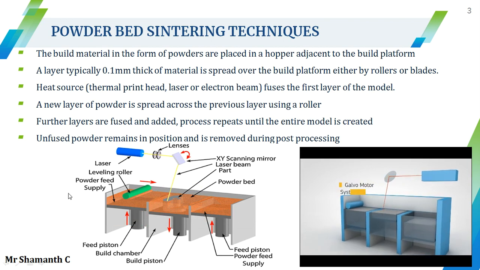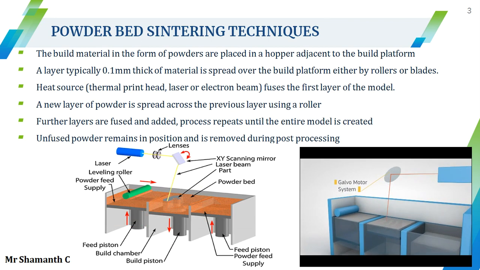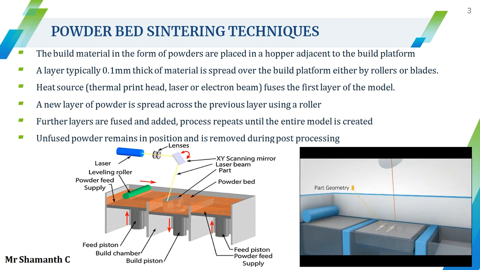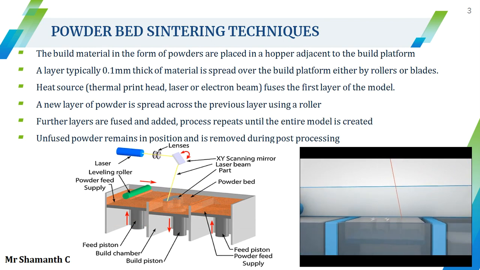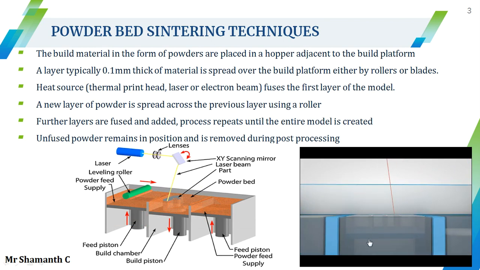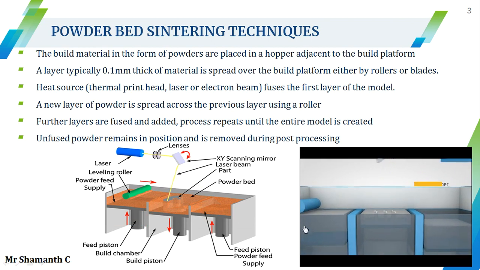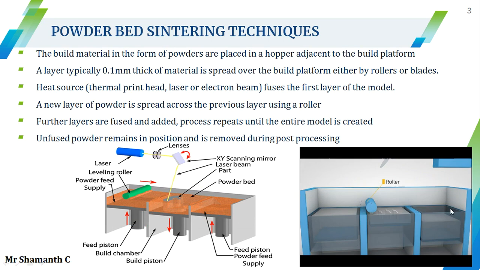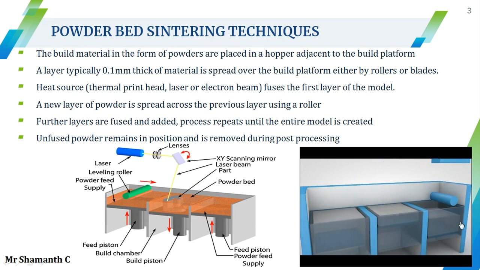So you can see a mirror which is focusing the laser beam onto the part which has to be produced layer by layer. That is the part geometry that is being built. This is the build platform, and you have a container here which contains the material powder as well as the bin to collect the extra powder.